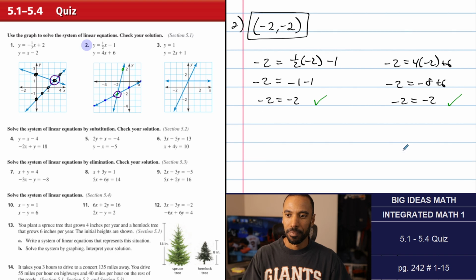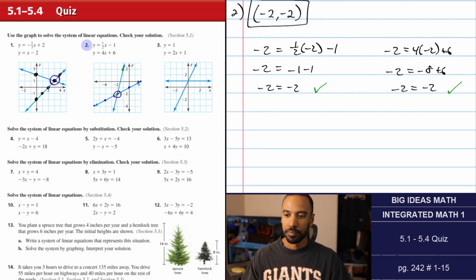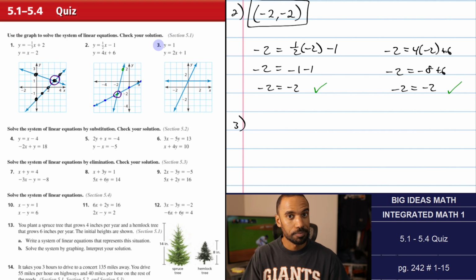Okay. Number 3, the top equation says y equals 1. Now, as a reminder, that means y equals 0x plus 1. Slope of 0 means horizontal line. No rise. And that's what a y equals equation has. It has no rise, all run. Y-intercept is 1, and it goes left to right forever like this.